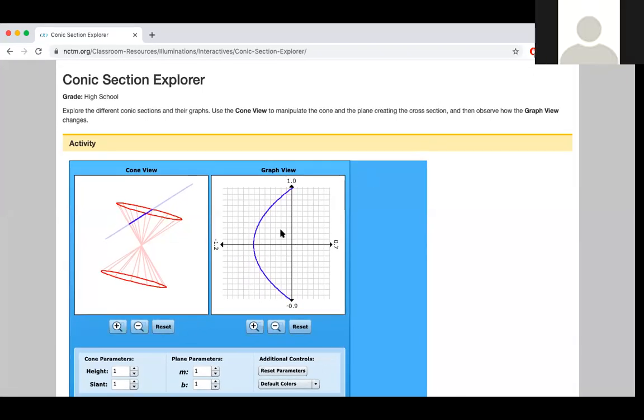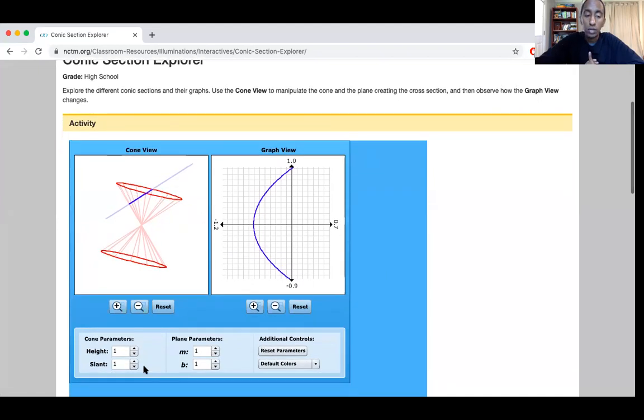Is it a parabola? Yeah, it's a parabola. It's sideways, so it's not a function, but it's still a parabola. So what I would like for you to do is, if you look at the bottom here, you can change the parameters.